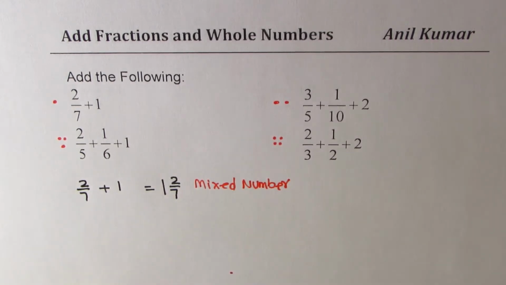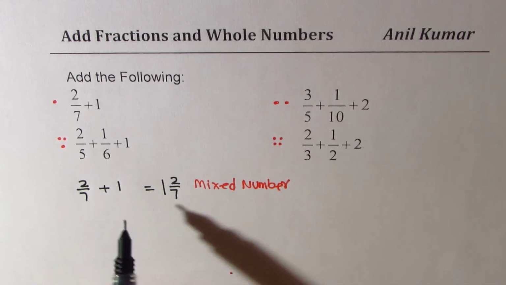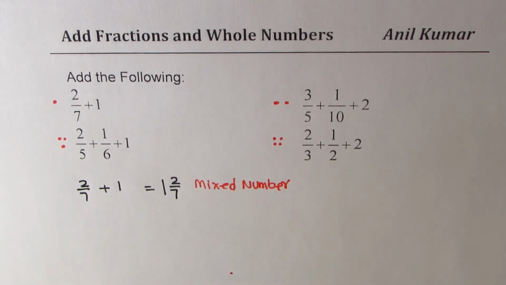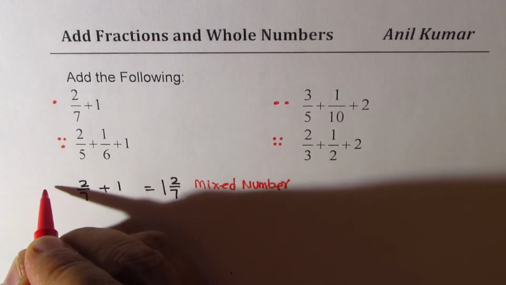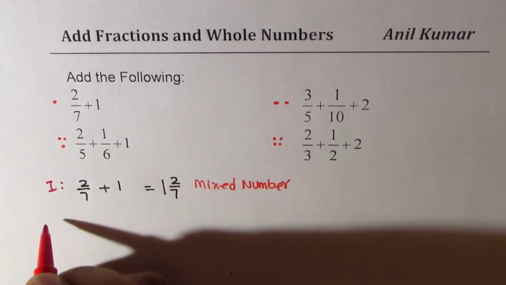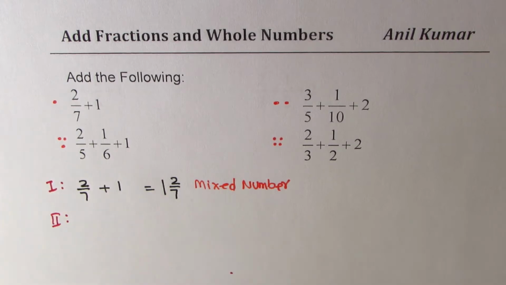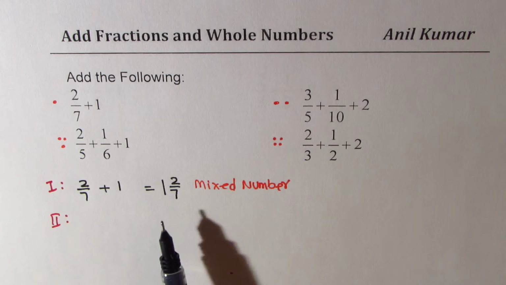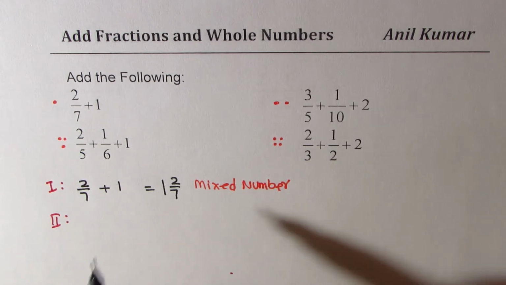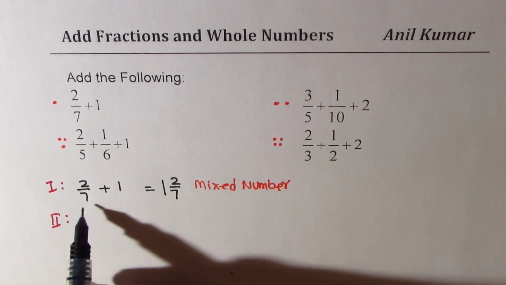Now, all questions may not be that simple. Now, let us have second method of doing it, right? So I'll call this as our method 1. Now, we'll use second method of doing the same thing, which is more flexible. Well, this is the most efficient. Now, you can treat 1 as 7 over 7.